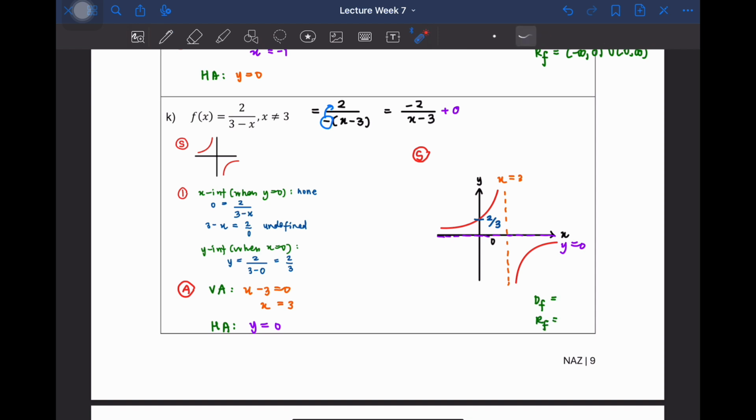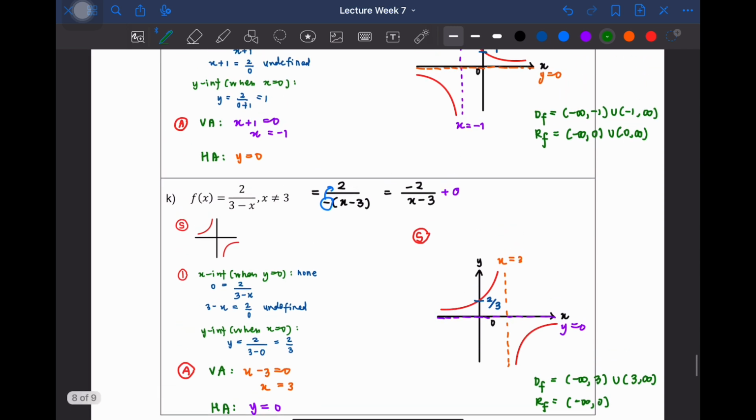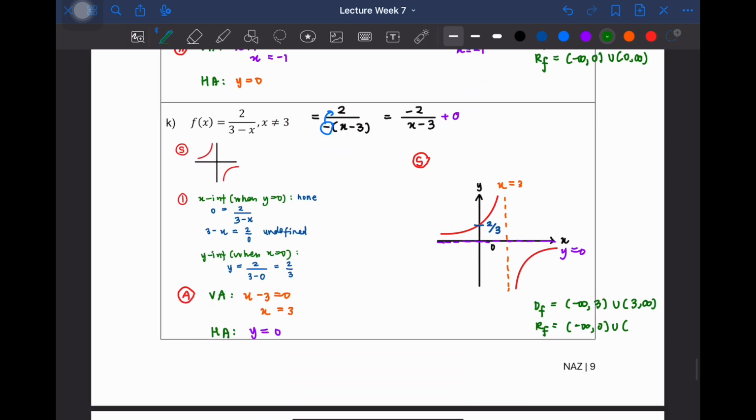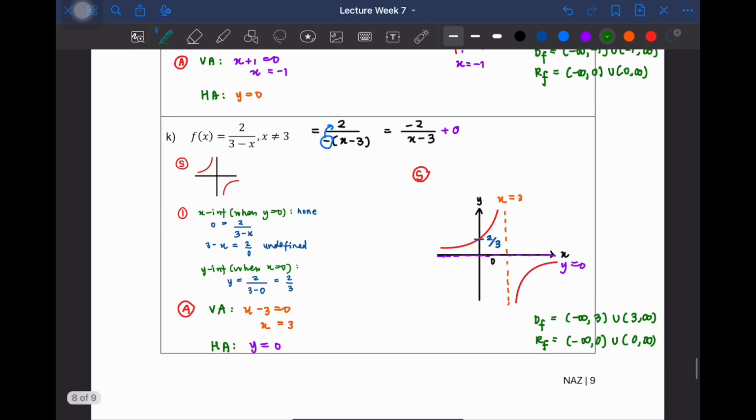Okay, so domain kita dia akan affected by vertical asymptote sebab nilai x kan. Okay, so it means that domain is from negative infinity up to 3 and then union with 3 up to positive infinity. Okay, and then for range, range is affected by horizontal asymptote. So you have negative infinity to 0 and then union with 0 to infinity. Okay, so that's it for the second graph.